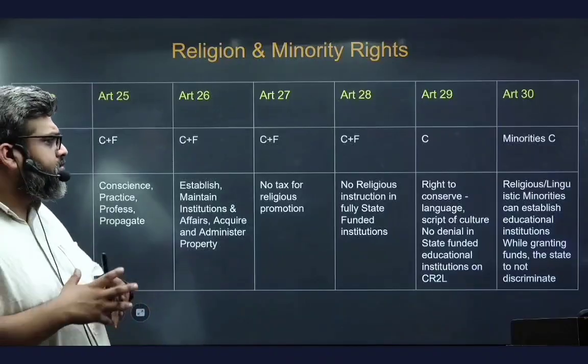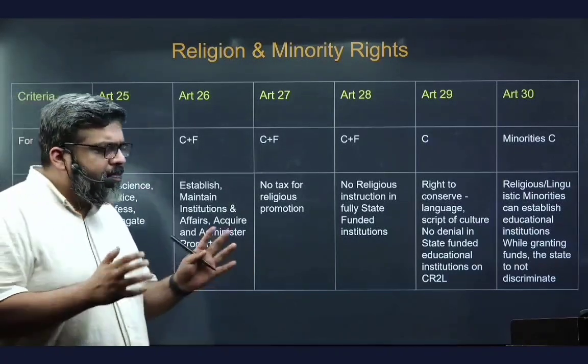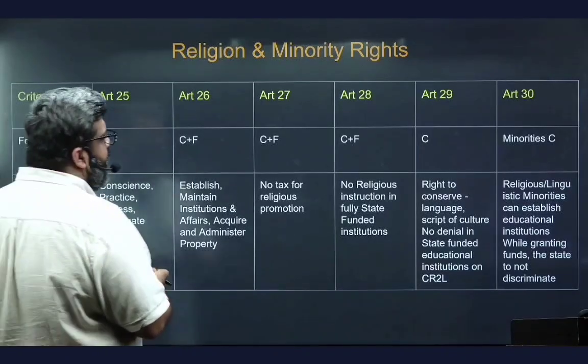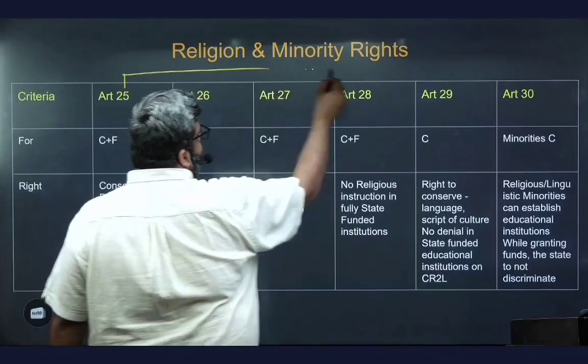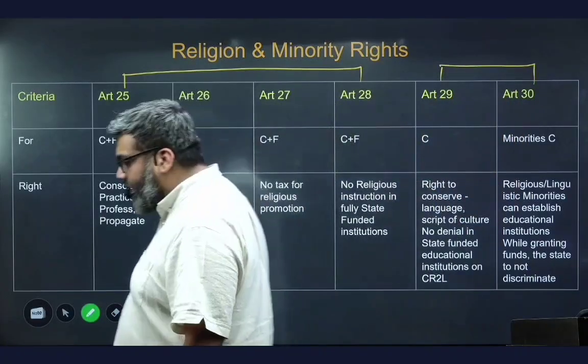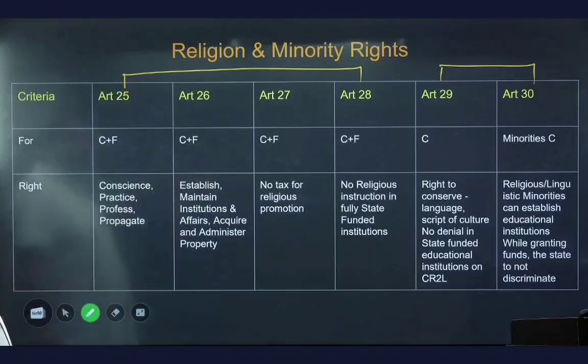There are, of course, tons of Supreme Court judgments on this, and they're very important for the mains, but particularly not important for the prelims. You've got 25, 26, 27, and 28. They deal with freedom of religion, and you've got 29 and 30, which deals with minorities. If you do them together, because religious minorities are associated to religion. Let's quickly look at what they are.